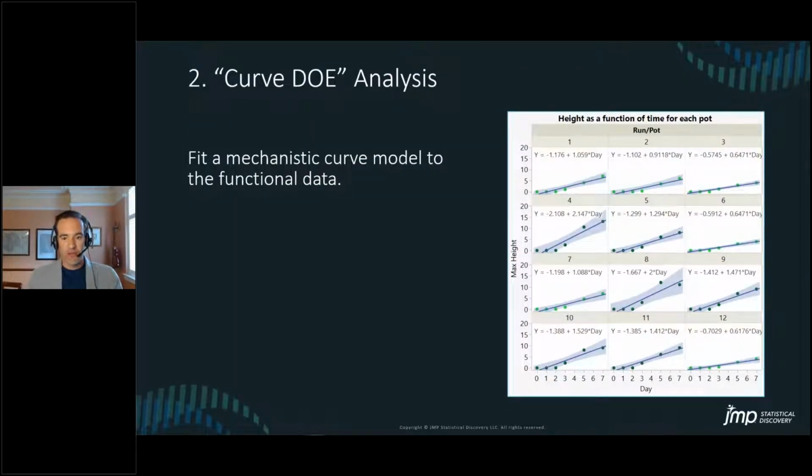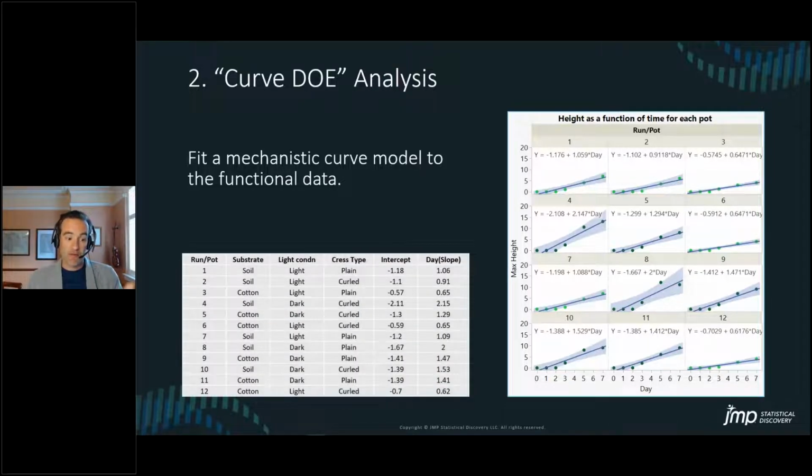The idea here is, for each curve, so we've got our 12 curves for the 12 different runs, 12 different pots of cress, we fit some kind of mechanistic model to that functional data. So I'm going to start by fitting probably the simplest model we could fit, just a straight line fit. Now, it's not a good model for this data, but just to illustrate what we're doing here, let's start simple. And now for each of those runs, instead of having this curve, we can summarize that in terms of the intercept of that straight line fit and the slope.